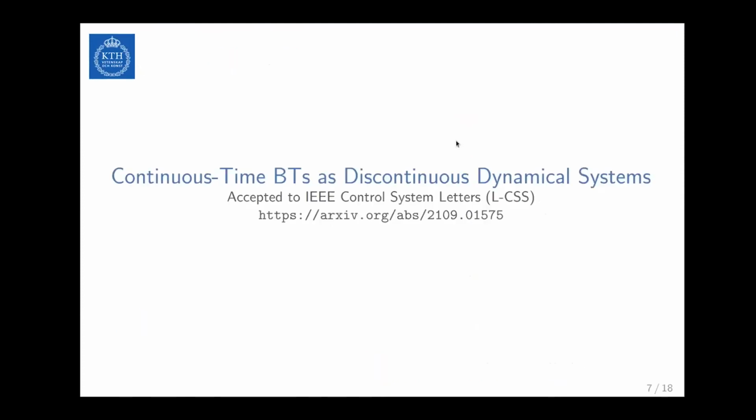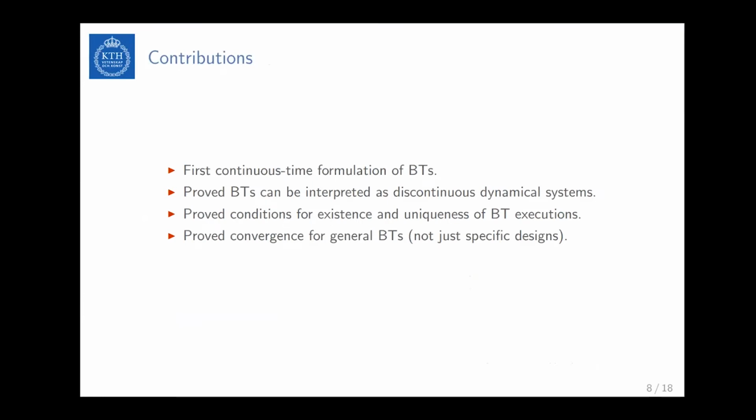Right, so now hopefully you kind of understand how behavior trees work. Now I'm going to go into what we did in our recent paper that got accepted to the IEEE Control Systems Letters. It shows that these behavior trees can actually be formulated as discontinuous dynamical systems, which gave the following contributions. It was the first continuous time formulation of behavior trees. We proved that behavior trees can be interpreted as discontinuous dynamical systems. And through that, we were able to prove the conditions for existence and uniqueness of behavior tree executions.